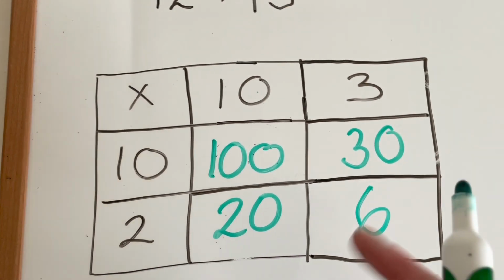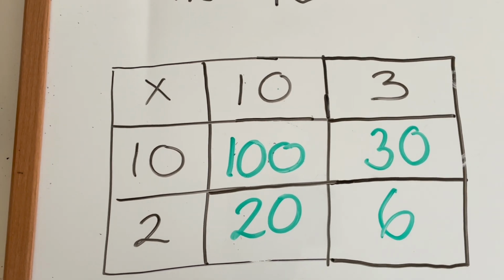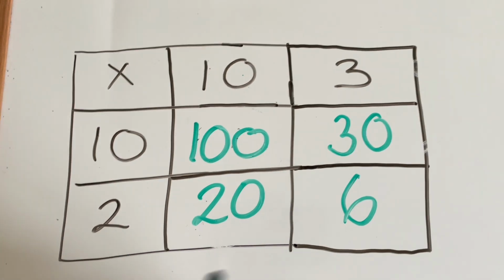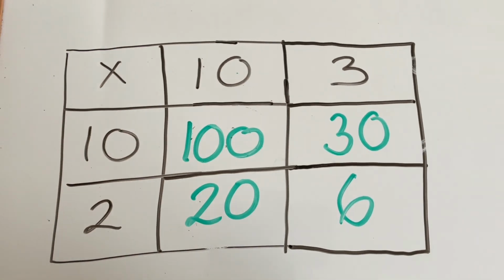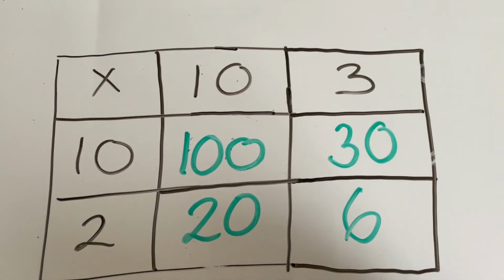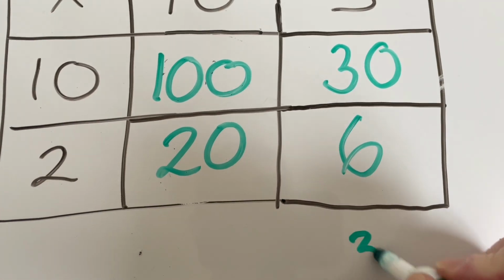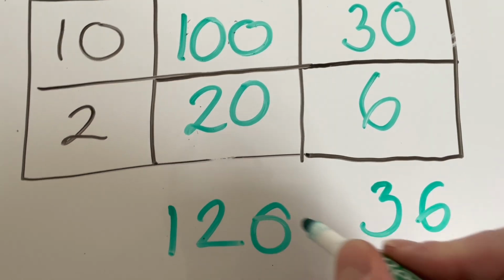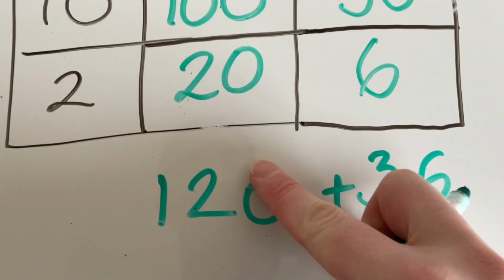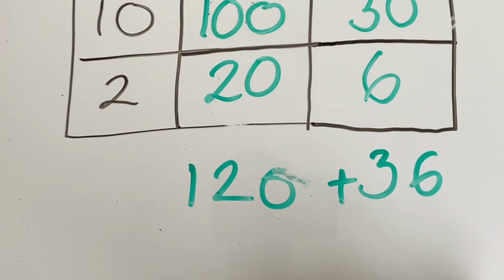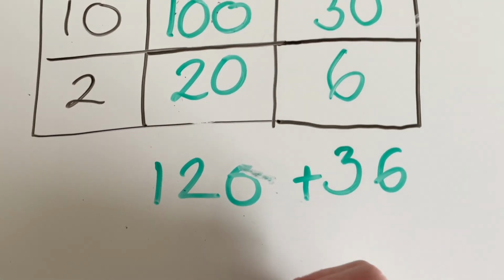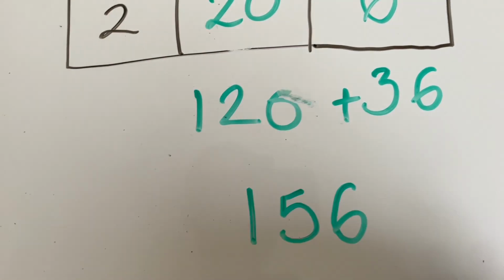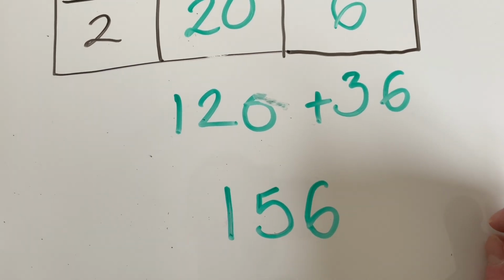So what I need to do now is add this up. There's a couple of ways to do this. You could take all of the products out and add them up separately, or we can add them up across the way or down the way. So I can see 30 add 6 is 36, and 100 add 20 is 120. I need to add these two together. 120 add 36 is 156. So that is the answer.